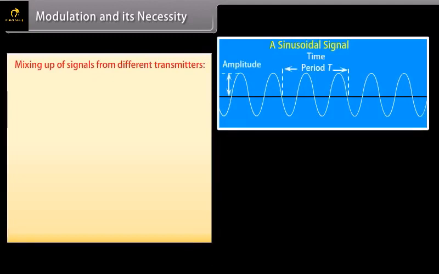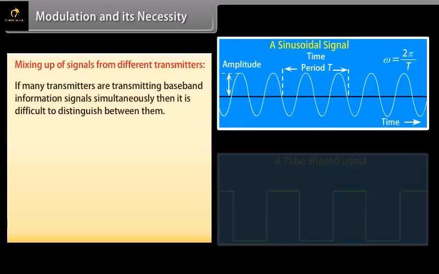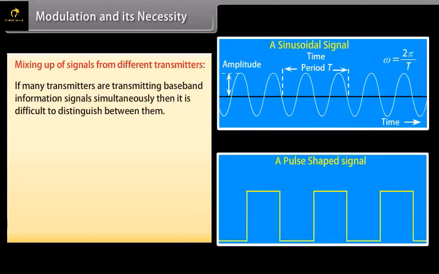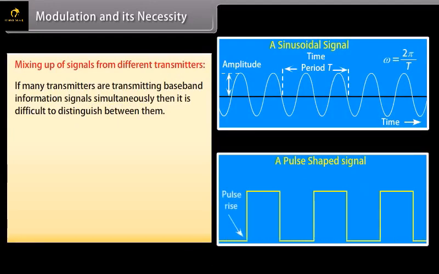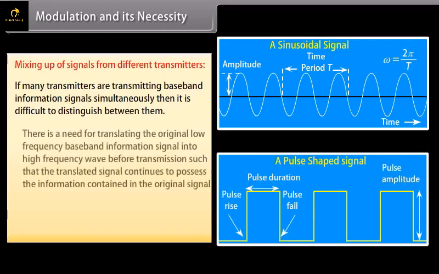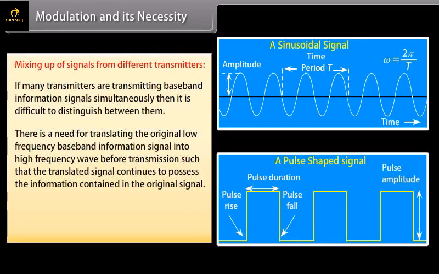Mixing up of signals from different transmitters. If many transmitters are transmitting baseband information signals simultaneously, then it is difficult to distinguish between them. There is a need for translating the original low frequency baseband information signal into a high frequency wave before transmission, such that the translated signal continues to possess the information contained in the original signal.